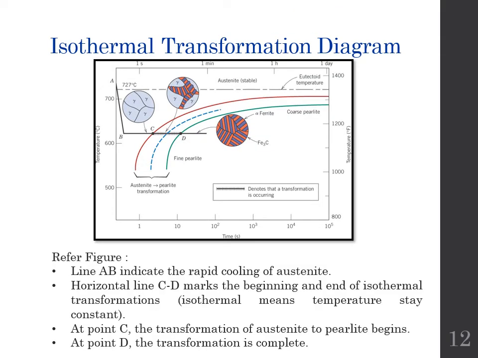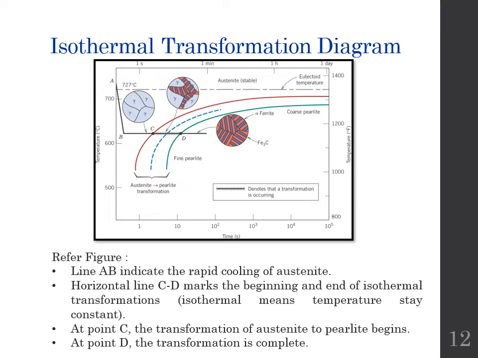Now, let us look deeper at what is happening during the isothermal transformation. You have line AB, line BC, and line CD. The line AB is indicating the rapid cooling of austenite.